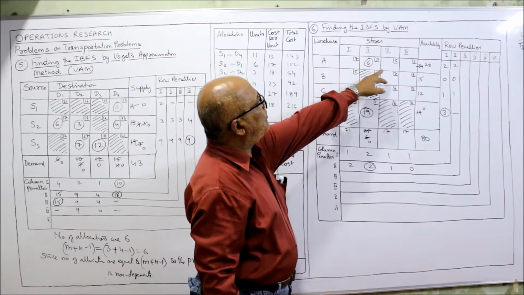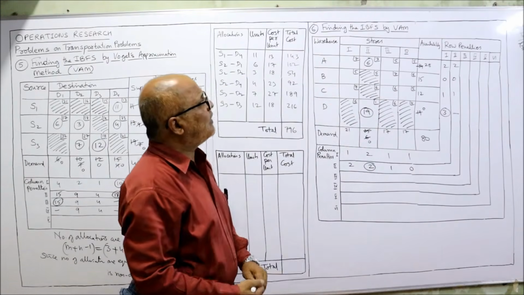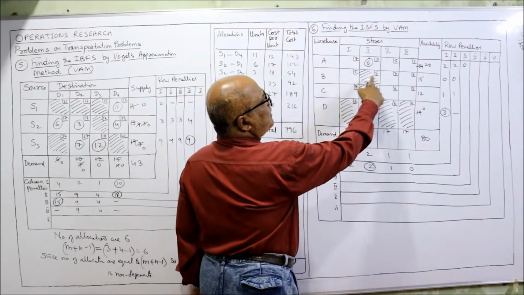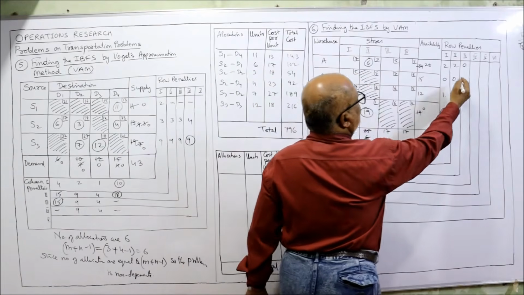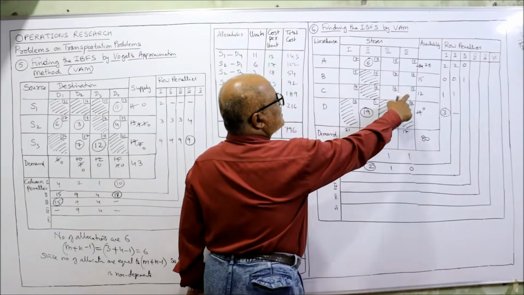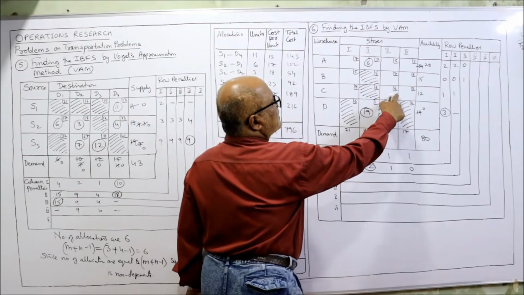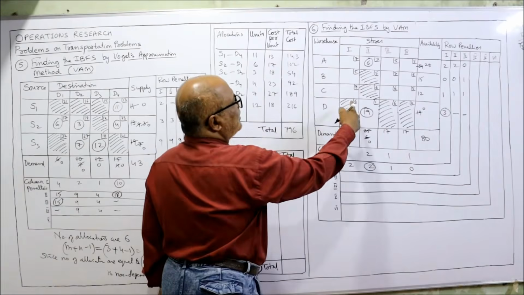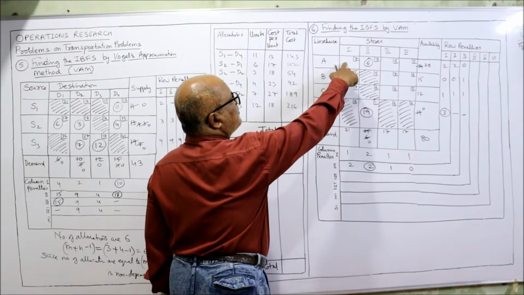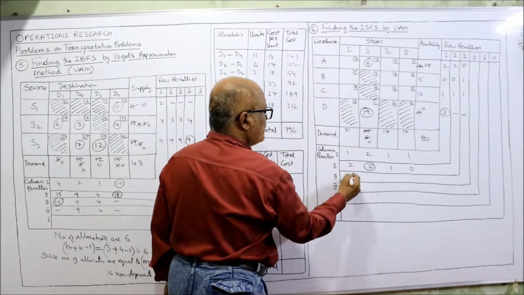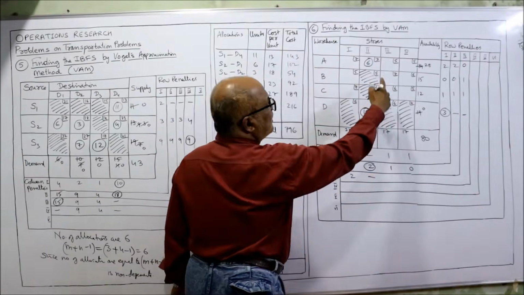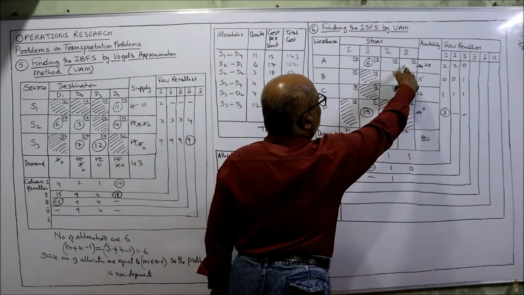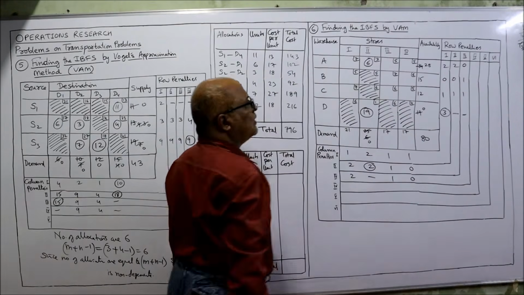First row, minimum is 5. Next minimum also 5. 5 minus 5, 0. Here minimum is 5. Next minimum 6. So 6 minus 5, 1. Here minimum is 5. Next minimum 6. 6 minus 5, 1. This is blocked. Now here, minimum is 5. Next minimum 7. So 7 minus 5, 2. This is blocked. Then minimum 5. Next minimum 6, 1. Minimum 5. Next minimum 5, 0. That's all.